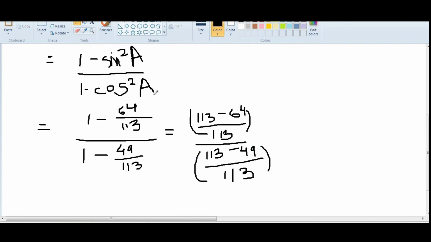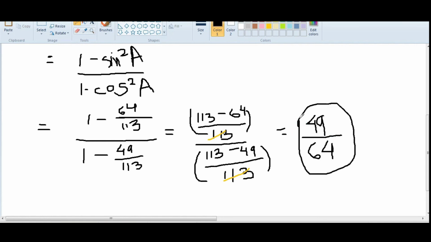You can see in both the numerator and denominator we are having 113, so it will get cancelled out. So what are we getting now? 113 minus 64 will be 49, and 113 minus 49 we will get 64. So that is our answer.